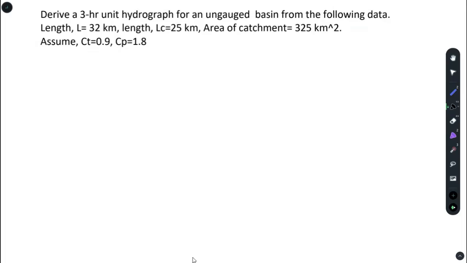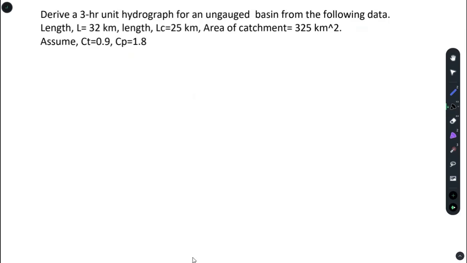To draw a unit hydrograph, you need a gauged basin where you have a flow hydrograph or storm hydrograph, the hydrograph you need. You need a meter there that will actually measure discharge over a period of time. But there might be a basin where you don't have any measurement system. In that case, we use the synthetic unit hydrograph method.